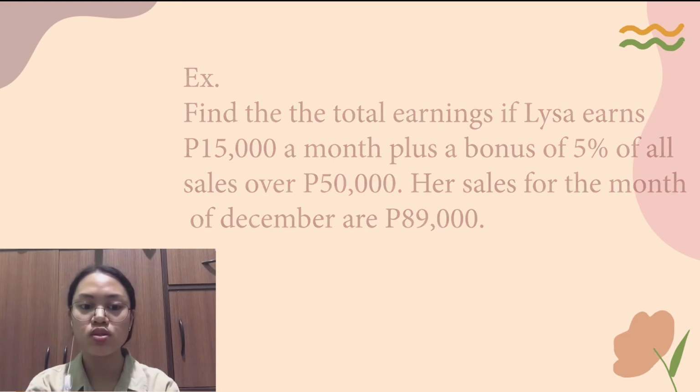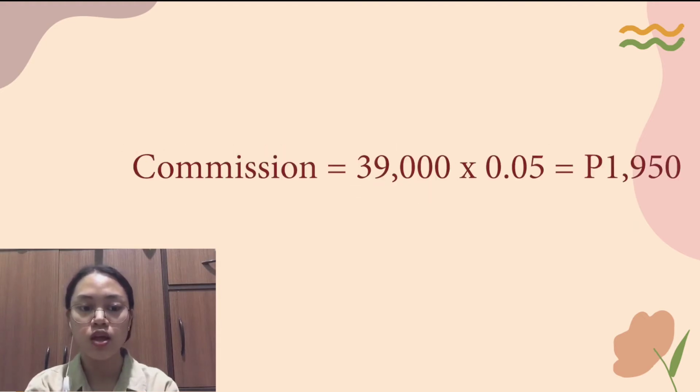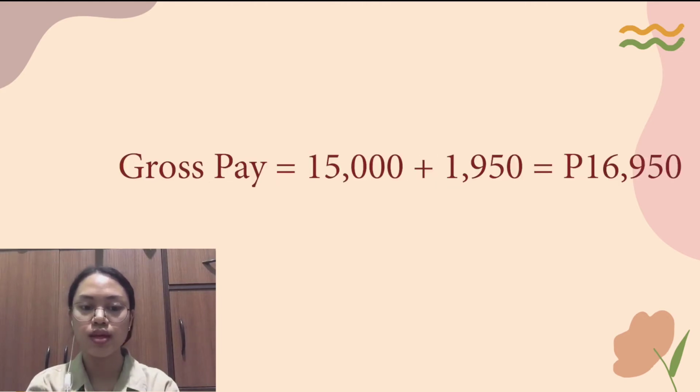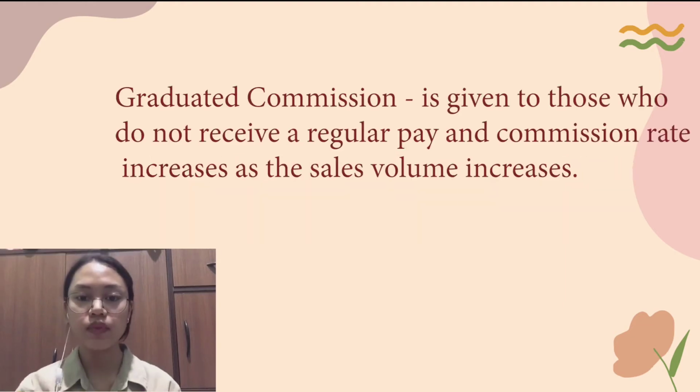The first thing to do is we'll subtract 50,000 from 89,000 to get the sales subject to commission. Then we'll multiply 39,000 by 5% to get the 1,950 commission. A salary of 15,000 plus 1,950 commission is equal to 16,950 pesos. Therefore, Lisa's total earnings is 16,950 pesos.